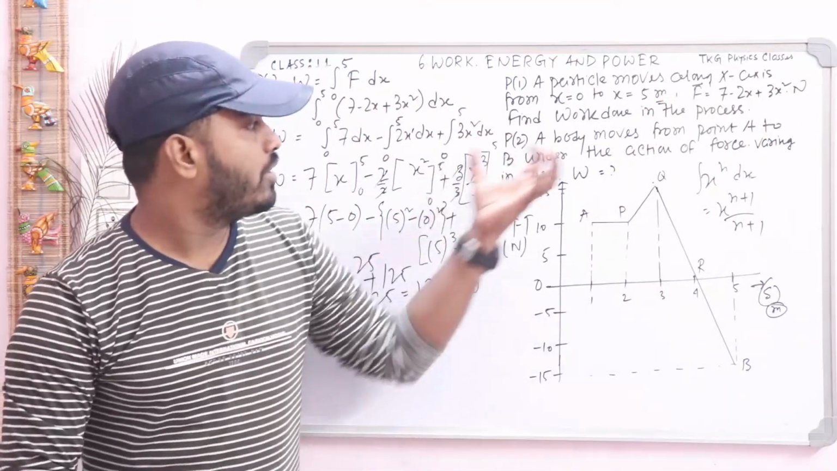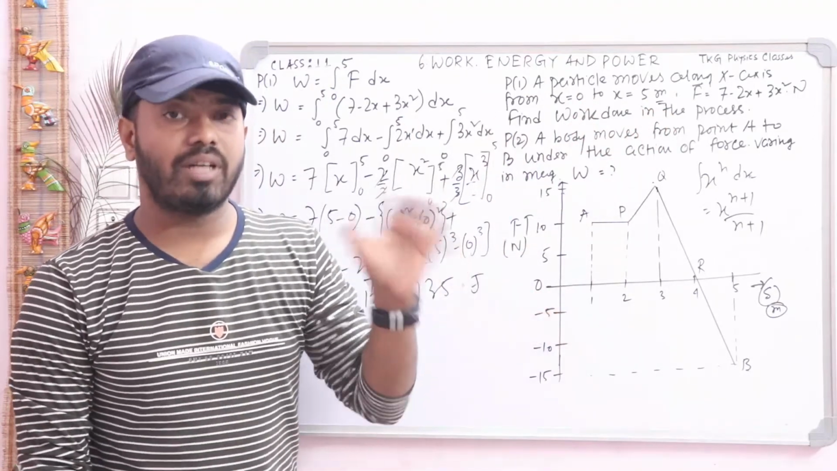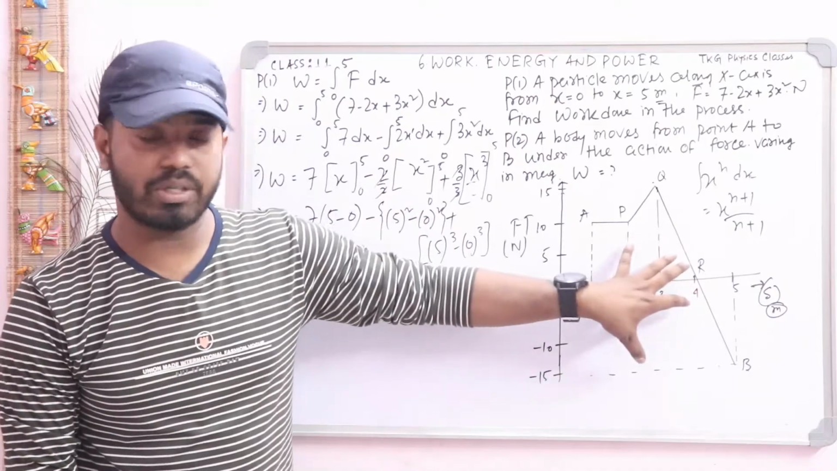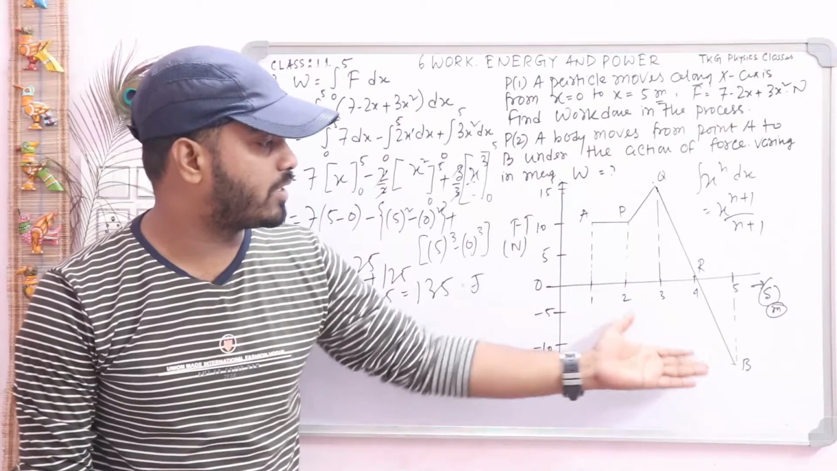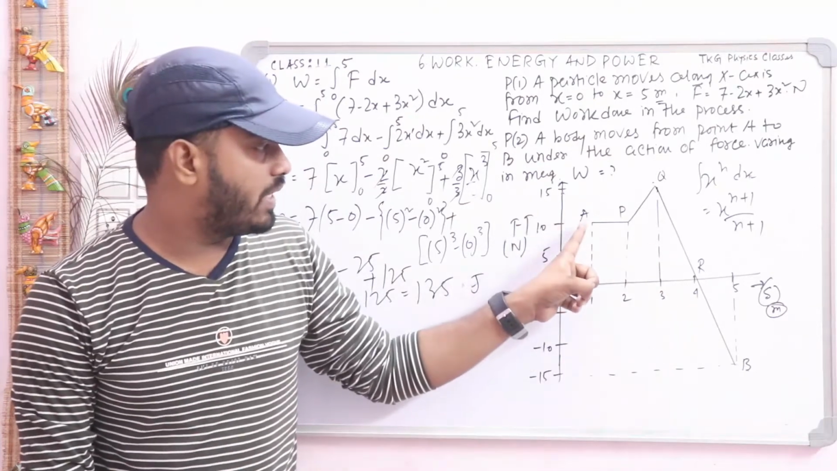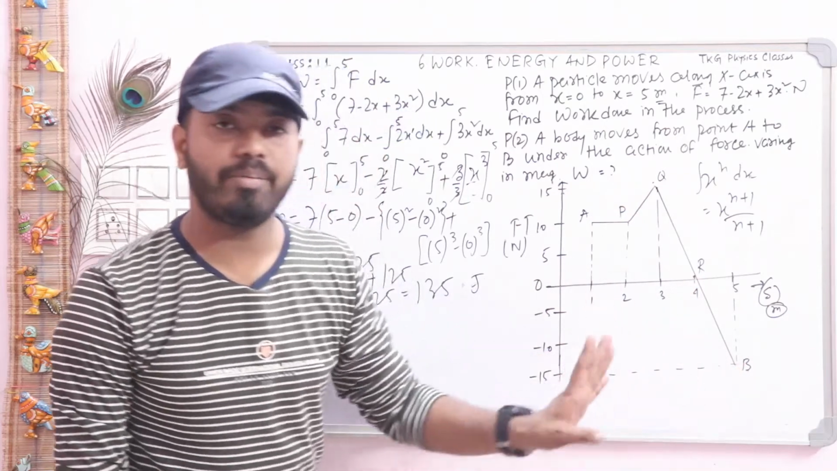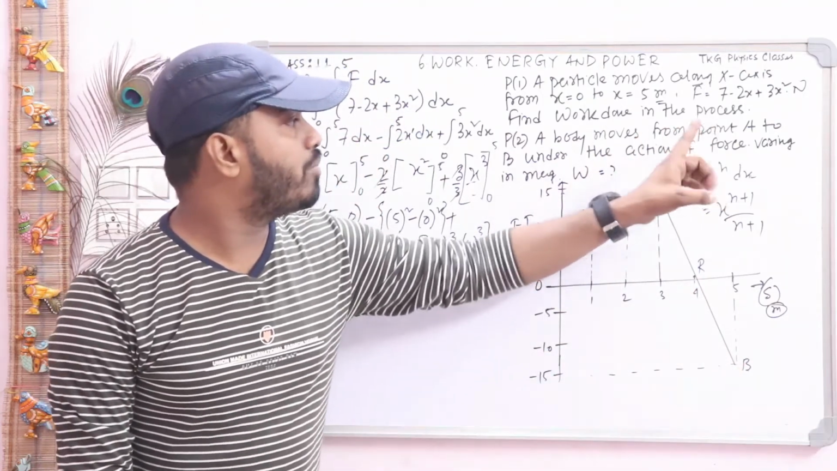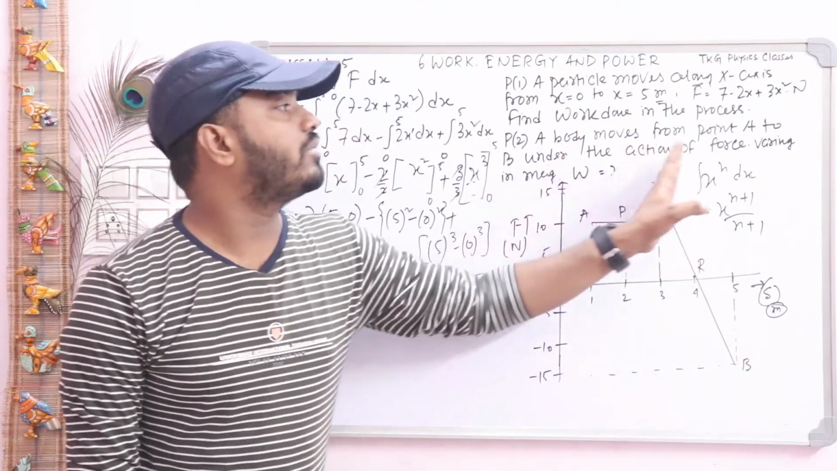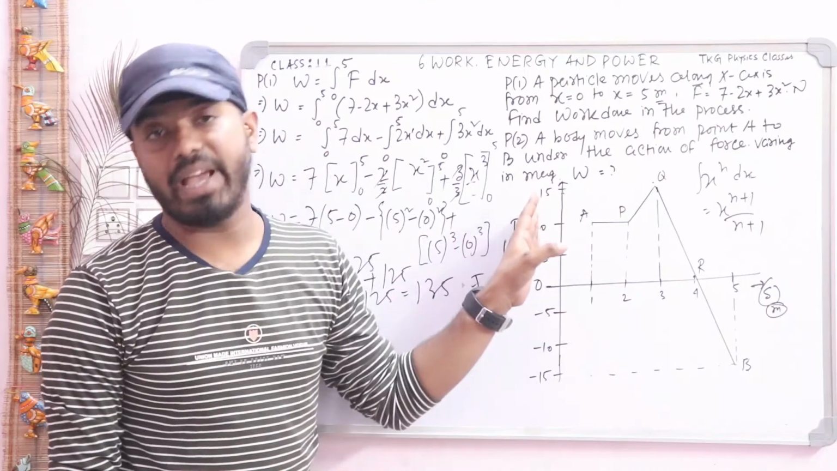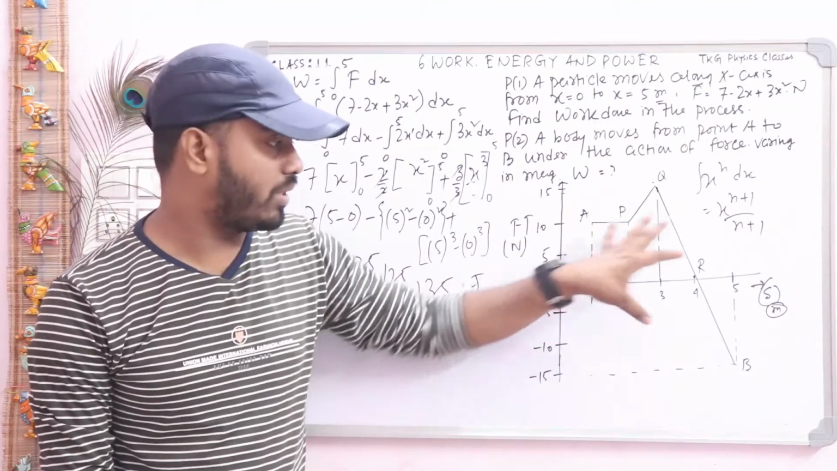Okay, so for these types of problems, you have to use the integration method. Now, graphical problems are important, students. You see a graph given, a force versus displacement graph, with points A, P, Q, R, B. A body moves from point A to B under the action of a force which varies in magnitude, as shown in this figure.